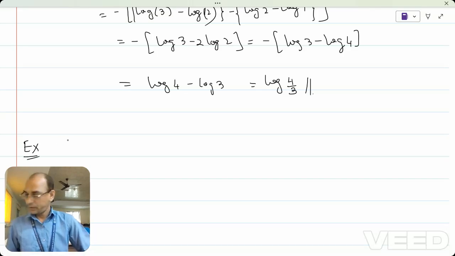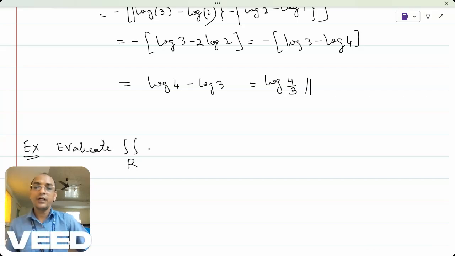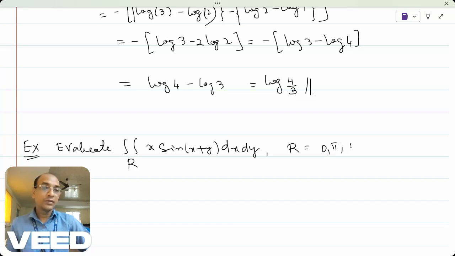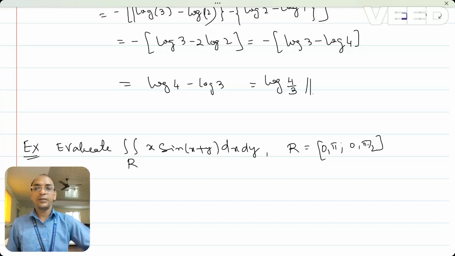Evaluate the double integration over R of x sine(x plus y) dx dy, where R is nothing but [0, pi] times [0, pi by 2]. So limit of x is from 0 to pi, limit of y is from 0 to pi by 2.